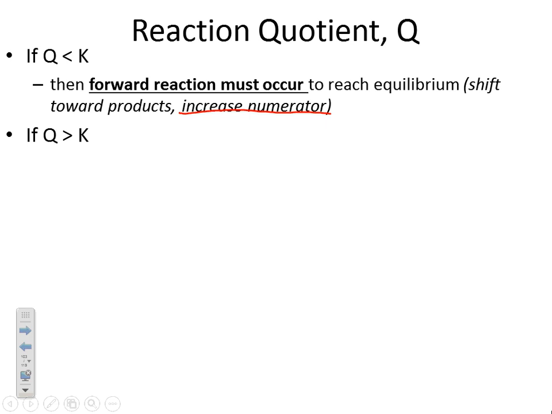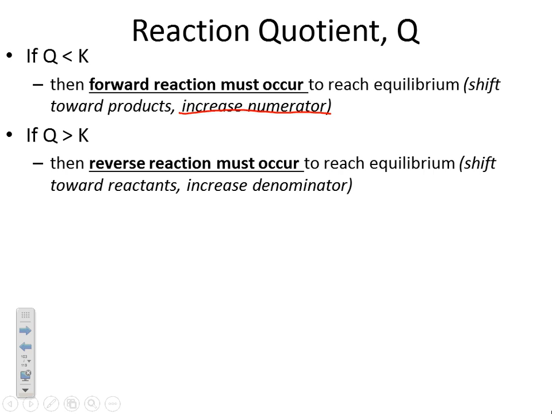If Q is greater than K, now we have the opposite situation. Now our numerator is too big. There's too much stuff in the numerator. So we have to get rid of the stuff that's in the numerator in order to get Q back down, make it smaller so that it's actually equal to K. Products are in the numerator. So in order to get less of the numerator and more of the denominator, we have to have the reverse reaction occur. We have to have the reaction go from products to reactants in order to be equal to K and get to equilibrium.